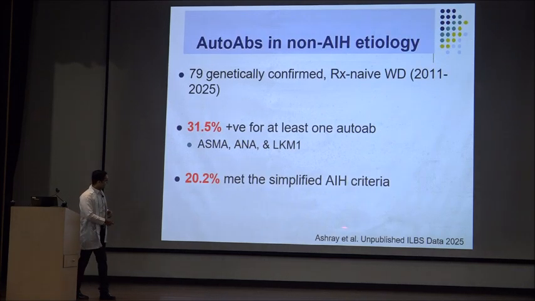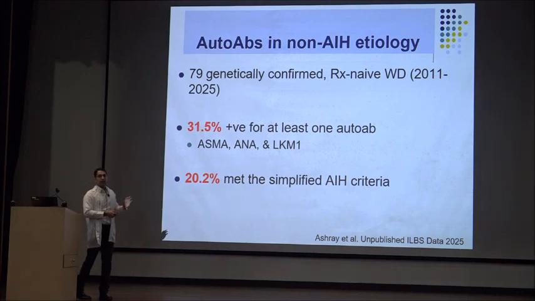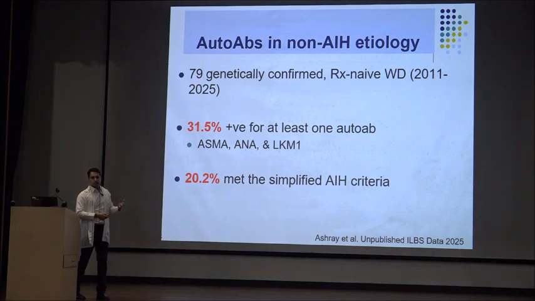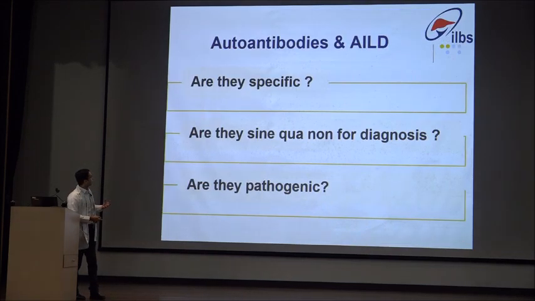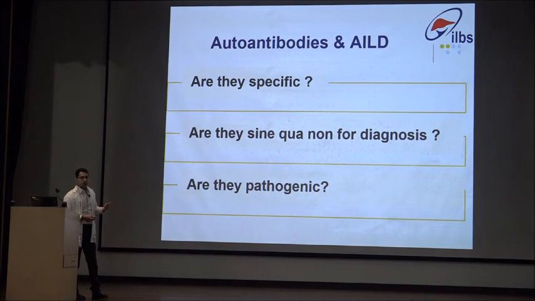So Ashray did this study, still under publication, in treatment naive Wilson's disease, genetically confirmed cases. You see almost 31% of patients already had a positive autoantibody, and almost 20% of cases met the simplified AIH criteria. So they are not specific for autoimmune hepatitis. So the question is, are they specific? I don't think so. Are they sine qua non for diagnosis? The jury is still out. Are they pathogenic? Not sure.